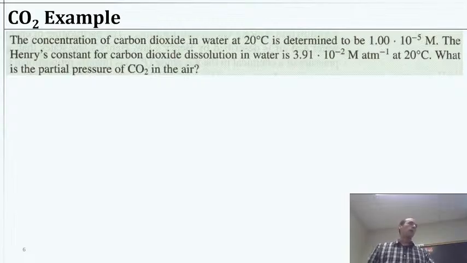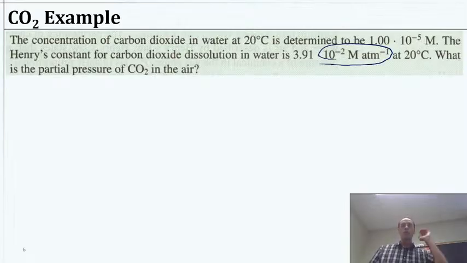Okay, so let's do a quick practice problem, make sure this is all piecing together nicely. So we have a CO2 example. The concentration of carbon dioxide in water at 20 degrees Celsius is determined to be 1.00 times 10 to the minus fifth moles per liter. The Henry's law constant for carbon dioxide under these conditions is 3.91 times 10 to the minus 2 moles per liter per atmosphere. And remember to check on what those units are telling us in terms of how our Henry's law constant is set up.